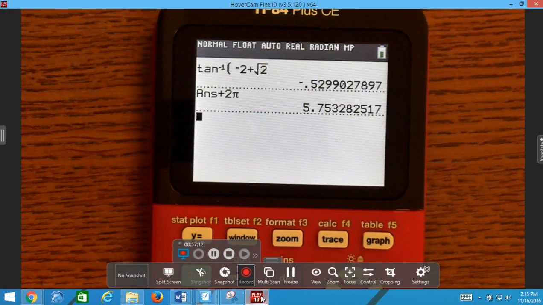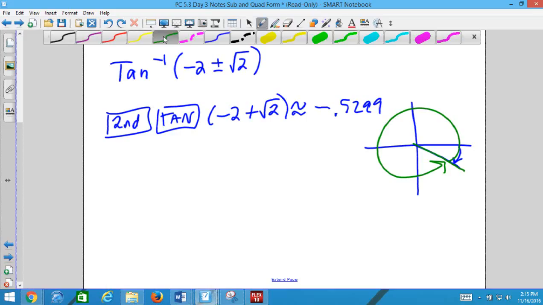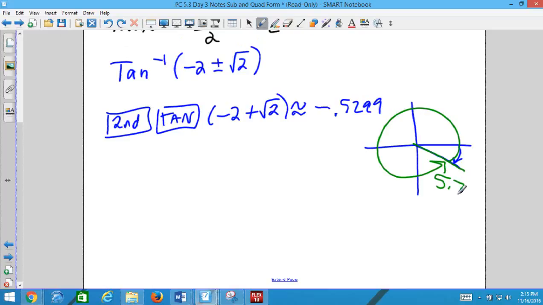So that's really at 5.75328, whatever numbers. So approximately 5.75-ish. What did I say it was? 5.75. Okay. So that's one of the answers. However, there's another place that tangent is negative besides the fourth quadrant. It's also over here.